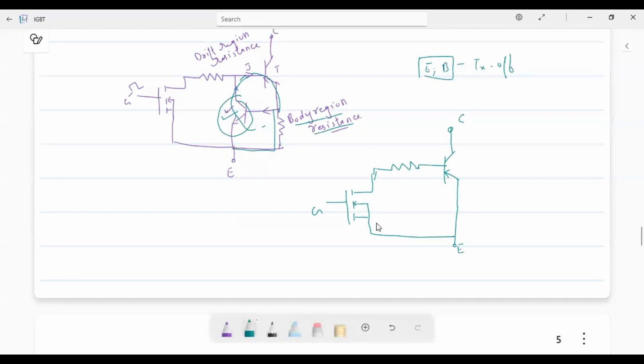So this is the equivalent circuit for IGBT.